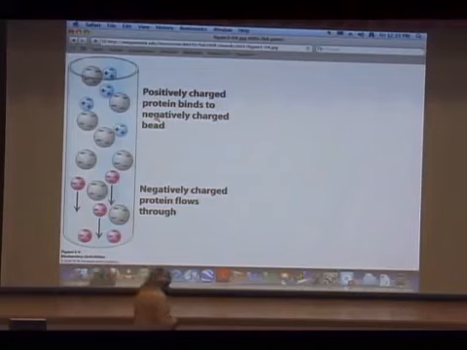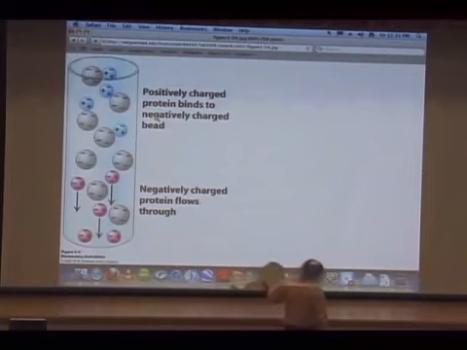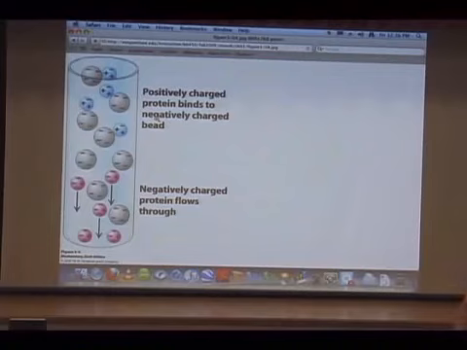If I have a column that's full of negatively charged beads, what do you suppose is going to happen when I put in proteins, some of which are positive, some of which are negative, in that column? Which ones are going to come through first? The negatives, of course, because the negatives are not going to stick to the negatively charged beads. They're going to come shooting through. The positives are going to be attracted, and maybe they'll wait there for a little bit, and then they'll slide over here, and they'll slide down here, etc. But they take a lot longer to get through the column.